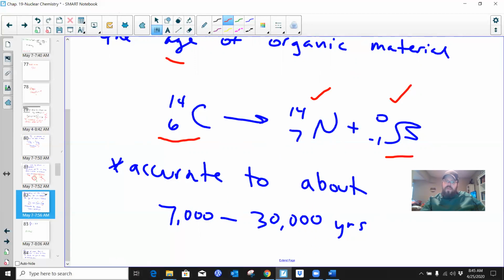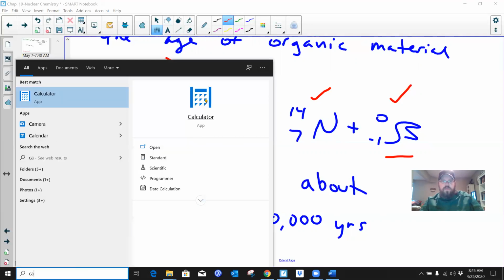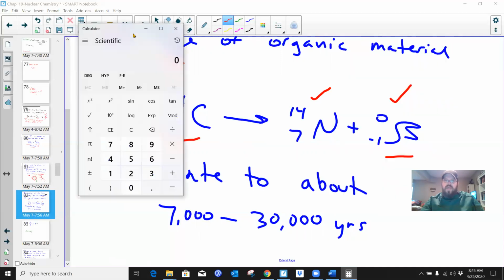Now I want to put some perspective on that. Let me get my calculator out. So we said 5,730 years is the half-life. So 30,000 years, divide that by 5,730, that equals a little over 5 half-lives, right?